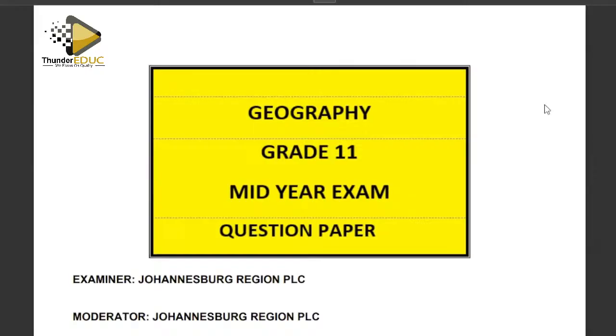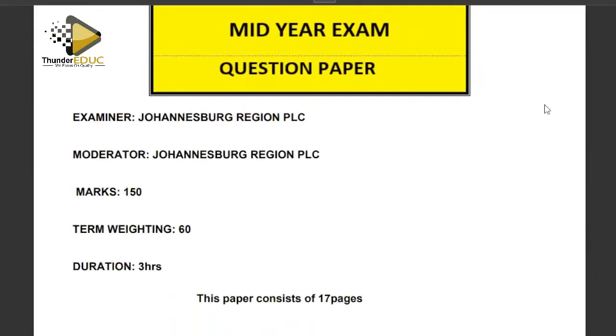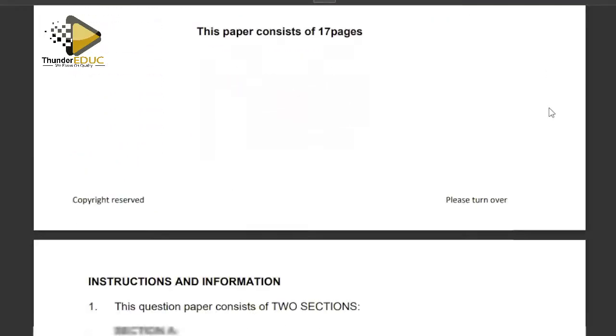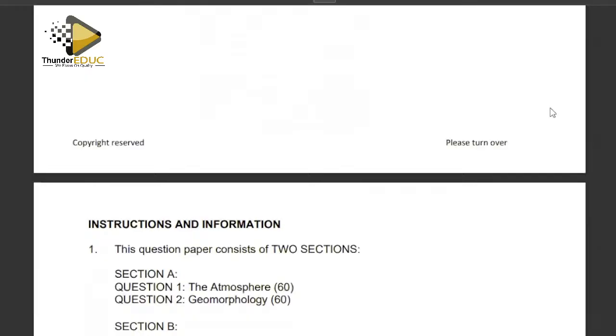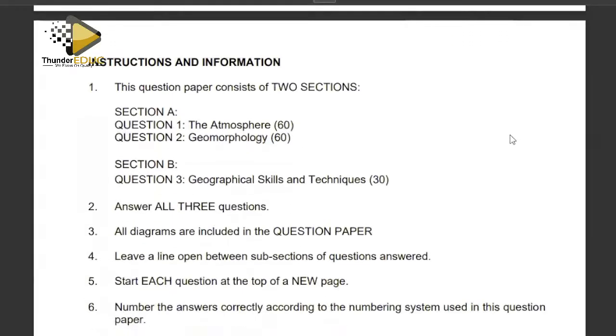Right. The mid-year paper, as usual, we understand is out of 150 marks, and the structure is such that we have our theory section being made up of 2 questions. Question number 1 out of 60, question number 2 out of 60 again. Question number 1 is based on the atmosphere, and question number 2 on geomorphology. And question number 3 is geographical skills and techniques.